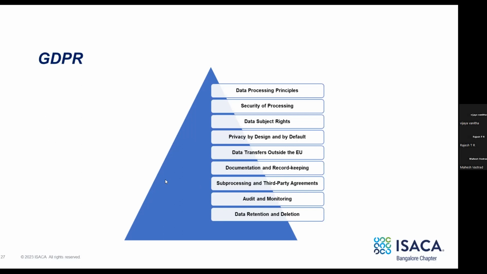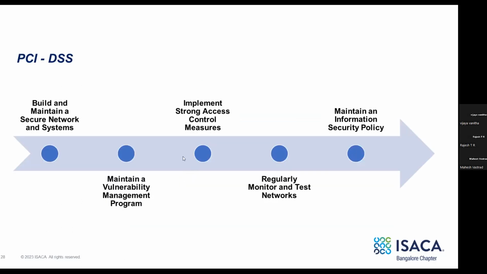Okay, as I saw, many cloud platforms have their own data retention and deletion policies in place in the cloud platform itself. Okay, then PCI DSS is also a major aspect when it comes to financial businesses. They may concentrate on PCI DSS as well. Build and maintain a secure network and systems, maintain a vulnerability management program, okay, VAPT. Then implement strong access control measures. It may be IAM, identity access management, role-based access management, or something like that. Okay, regular monitoring and testing of networks. Okay, maintain an information security policy.